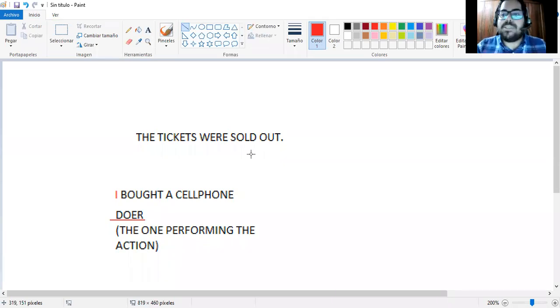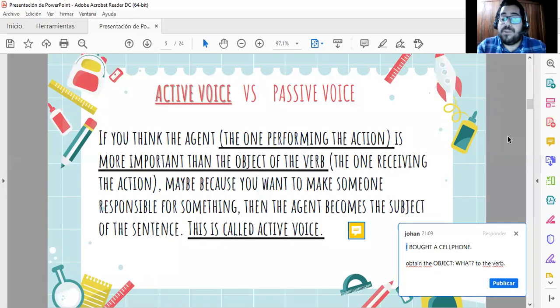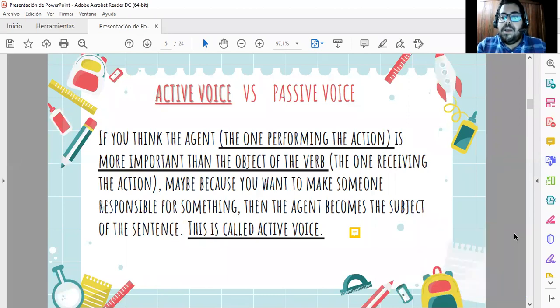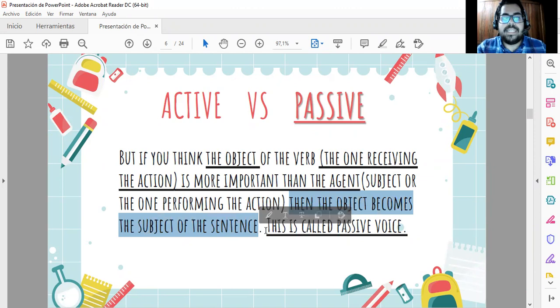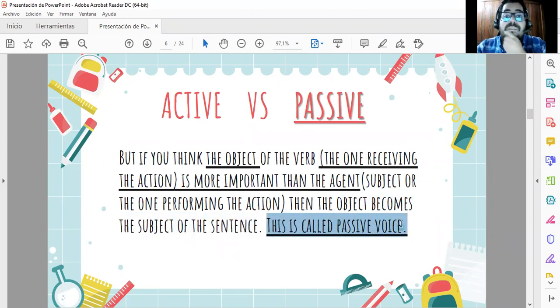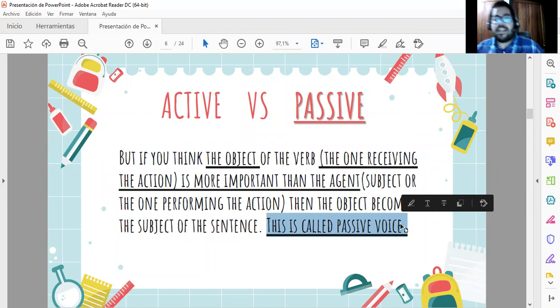Yes. But guys, what happens to the other title in there, the passive voice, which is the topic from today? Let me close this. Well, guys, let's move on. The passive voice over here, take a look. If you think the object of the verb, the one receiving the action, is more important than the agent, remember that the agent is the subject or the one performing the action, then the object becomes the subject of the sentence. This is called passive voice. Take a look, guys. Okay, teacher, wait. The object becomes the subject of the sentence.